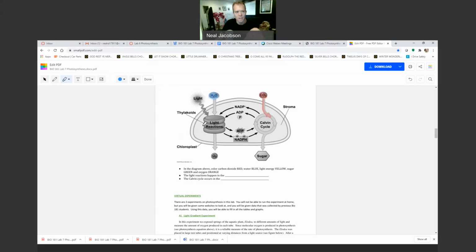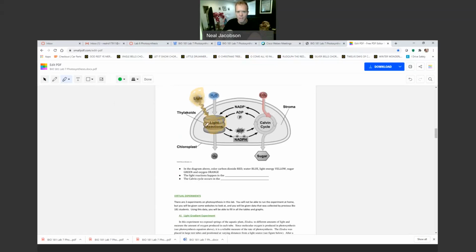Okay, we're going to take the light energy and color it yellow, orange, whatever. So here's our light energy coming into the light reactions. That's where all the magic is happening. And then we've got sugar is green. So sugar is the byproduct.